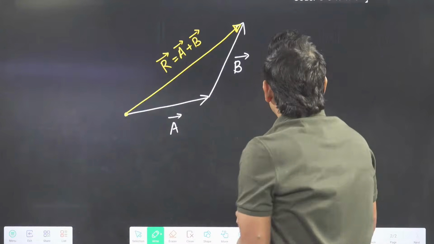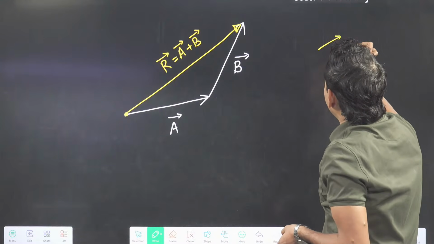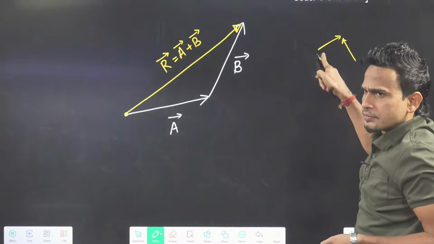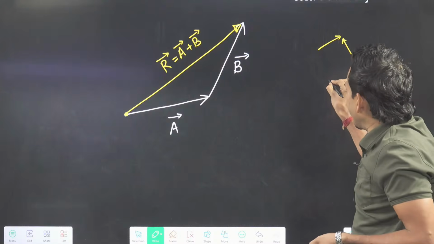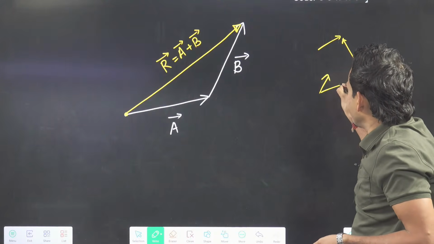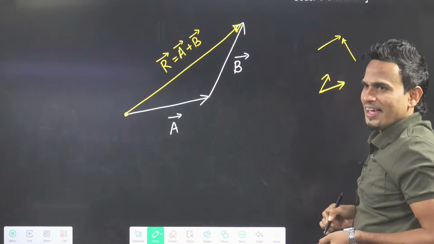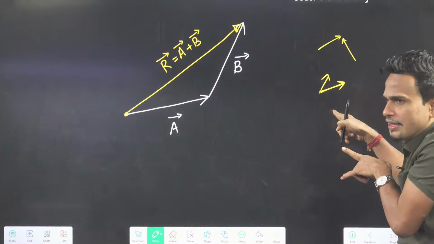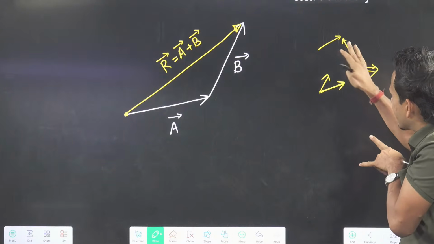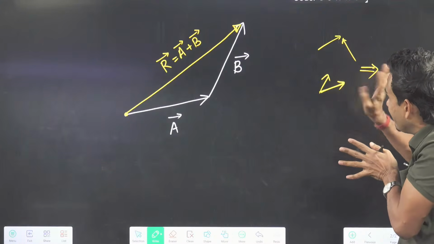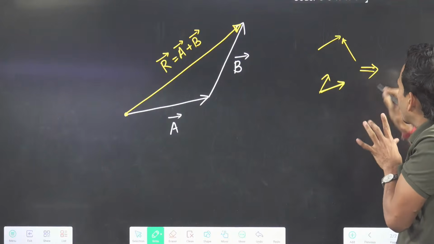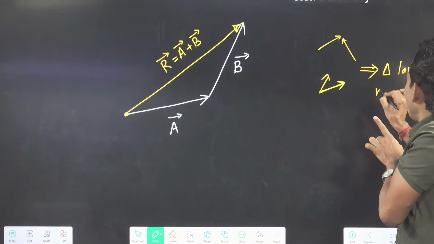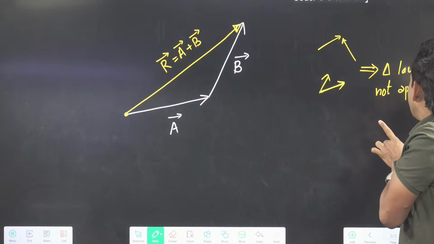Can I apply triangle law wherever vectors are given like this? Can I randomly apply triangle law here? Can I apply triangle law if the figure is like this? Heads are together, tails are together. In this situation, if vectors are given like this directly, we can do some changes and then apply. But directly in this figure, we cannot apply triangle law. Triangle law is not applicable. We have to do some changes, then only we can apply.